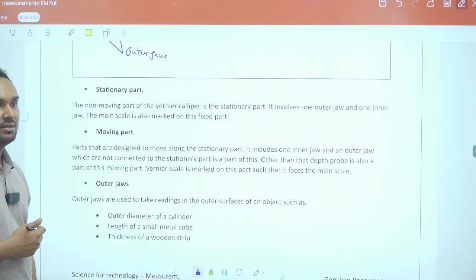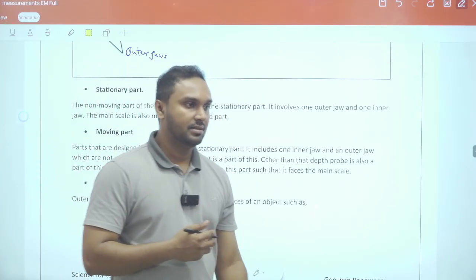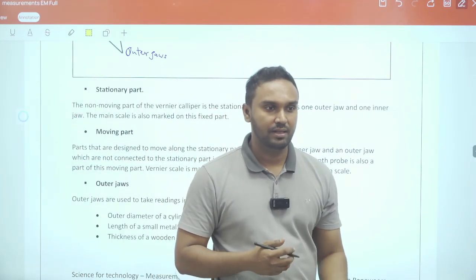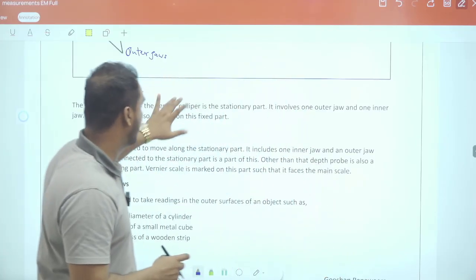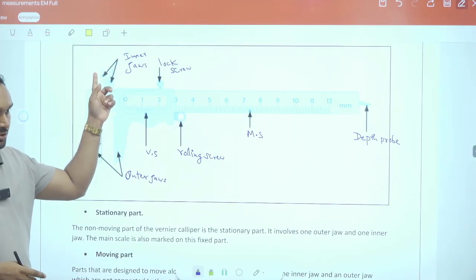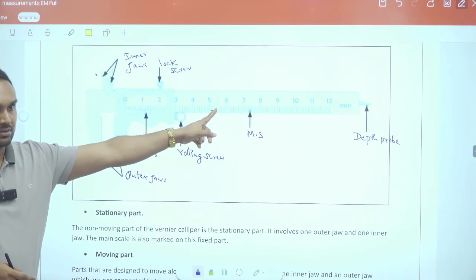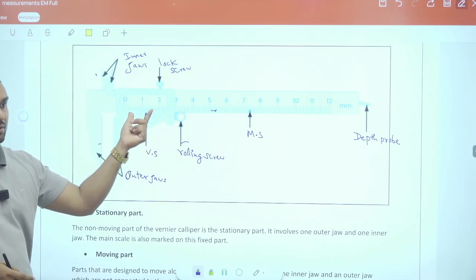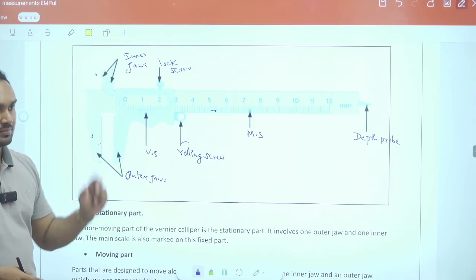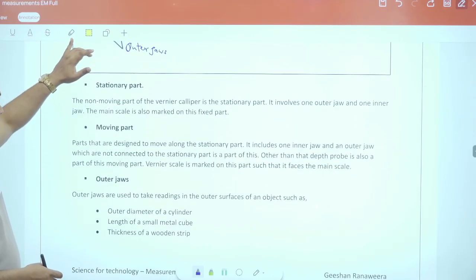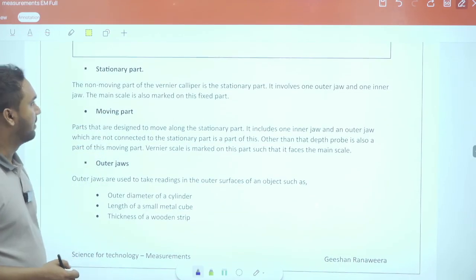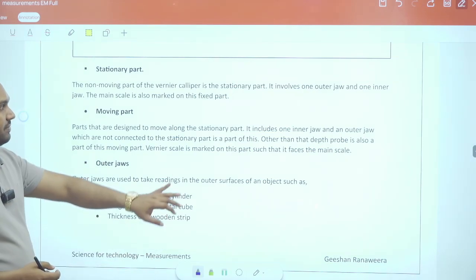The stationary part is the part that doesn't move. It has one outer jaw, one inner jaw, and the main scale. The vernier scale is in the moving part, so only three parts are there: one outer jaw, one inner jaw, and a main scale. The non-moving part of the vernier caliper is the stationary part. The main scale is also marked on the fixed part.